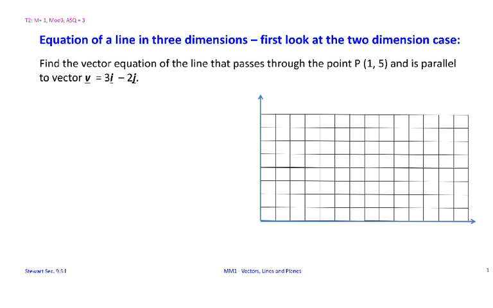Now, for a vector equation of the line that passes through the point (1, 5), let's find this point here. So let's make this 0, x: 1, 2, 3, 4, 5, 6, 7, 8, 9, 10, etc. And 1, 2, 3, 4, 5, 6, 7, 8. That's y. So our point is (1, 5). It's here.